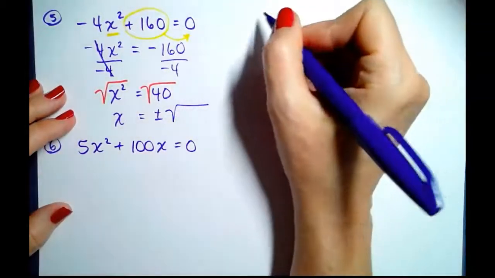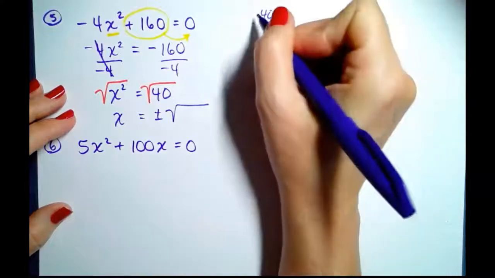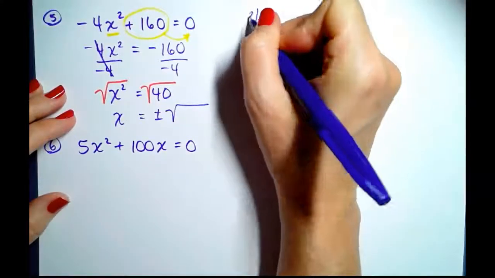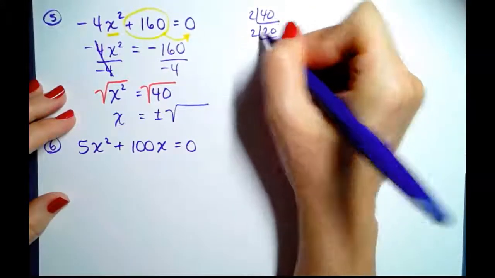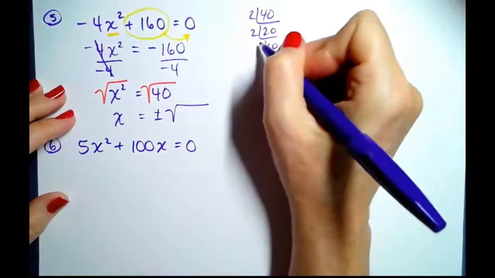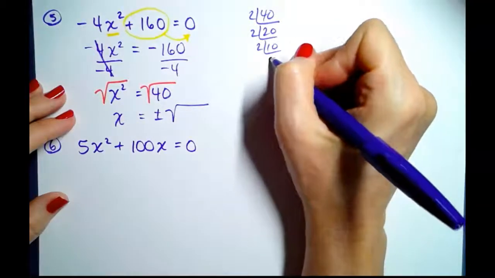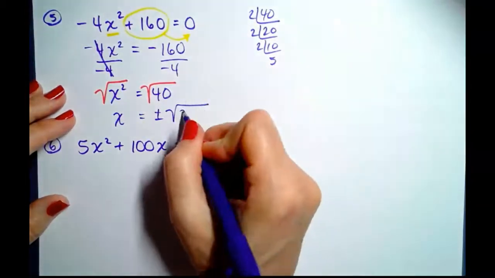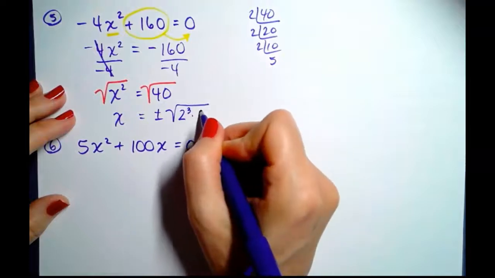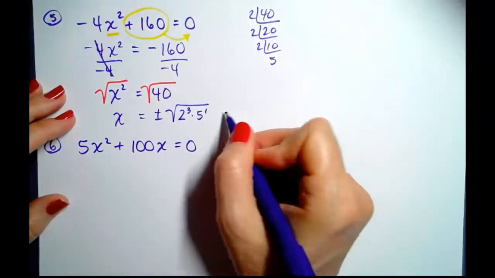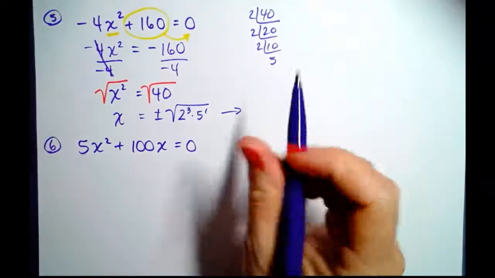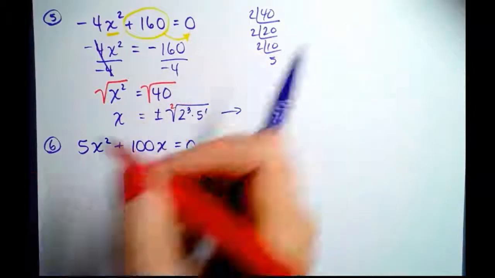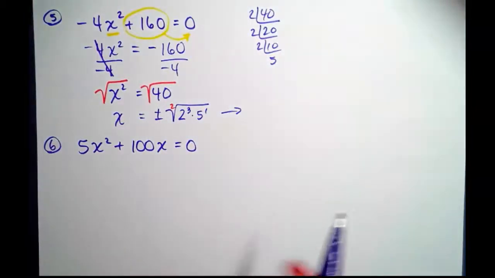But before I plug in anything, I'm going to make a factor ladder for 40. 40 divided by 2 is 20. 20 divided by 2 is 10. 10 divided by 2 is 5. So 40 is 2 to the third times 5 to the first. Think about all the things we've talked about in class, remembering that this square root has an index of 2.